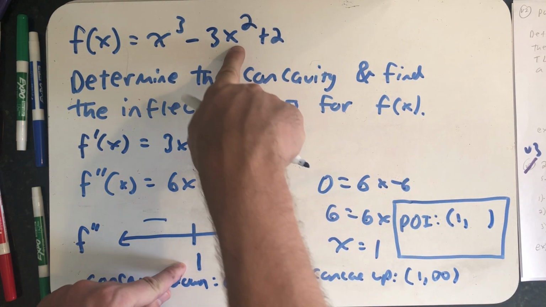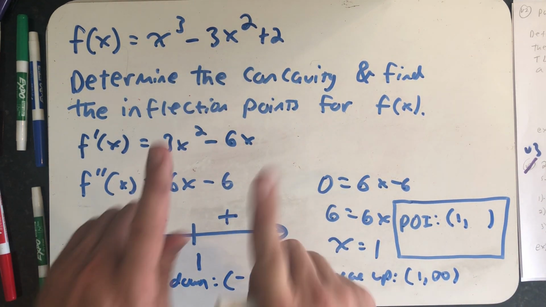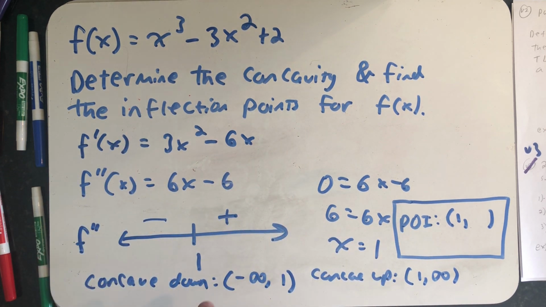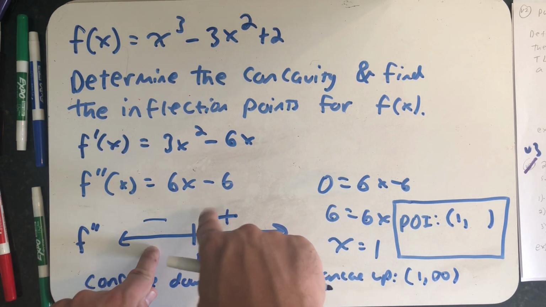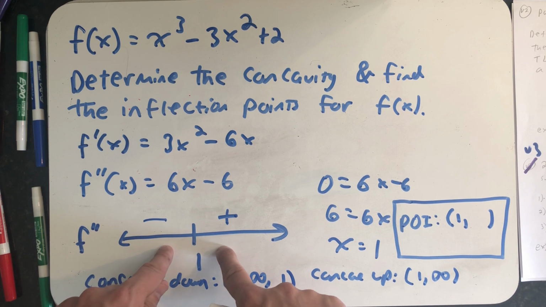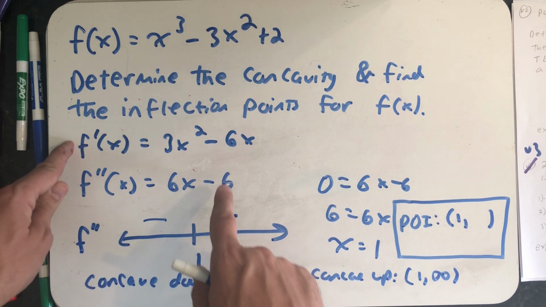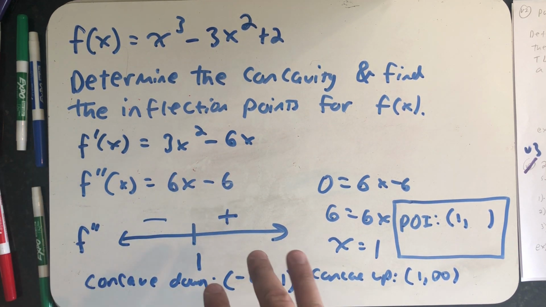I have to use the original function to find the y value. But first, let's check that other requirement. Concavity has to change and I have to have a tangent line. Well, the first derivative exists at 1, which means when I plug 1 in, I get a slope. Well, if I get a slope, that means a tangent line of that slope exists at that point. So I'm good. I have a tangent line.